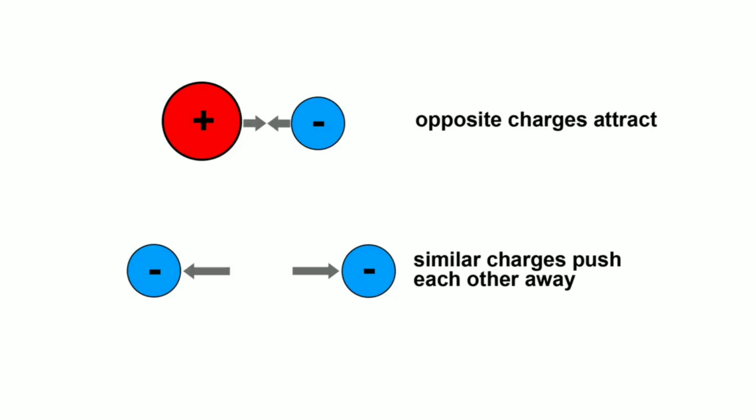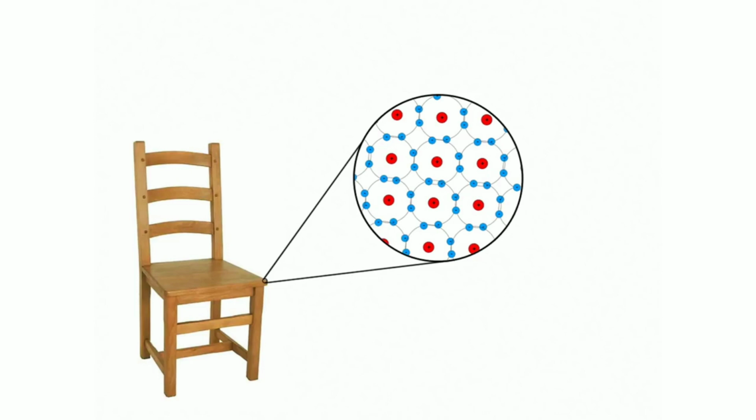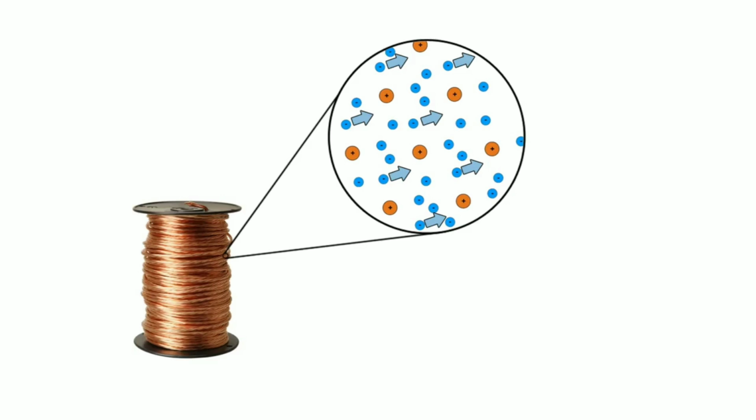So the positive nucleus of the atom will attract negative electrons, but if electrons get too close to each other, they'll push each other away. In most solid materials, the atoms and their electrons just sit there and don't really move around. But in metals, like copper, the electrons have the ability to move around.